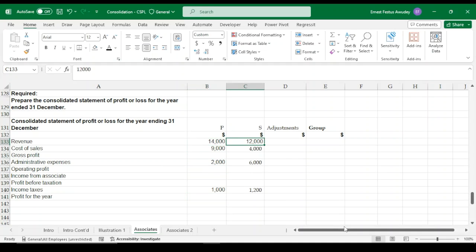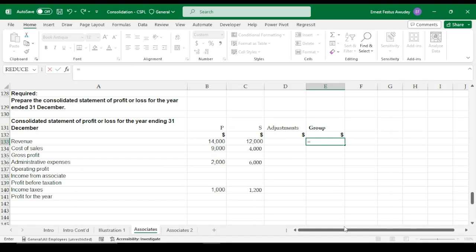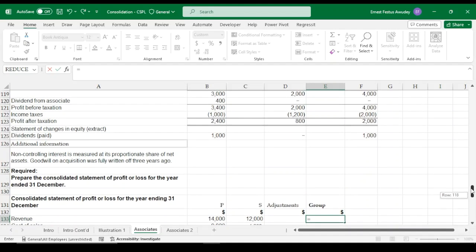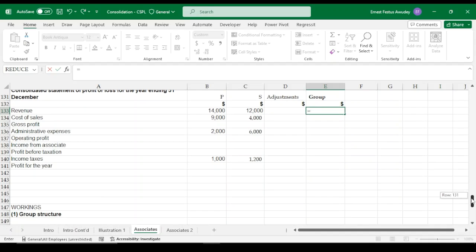So this one too doesn't have any adjustments for our revenue and cost of sales. So quickly we can just go there and add those figures together. We are not going to time apportion the subsidiary's figures because the subsidiary wasn't bought mid-year. So we are going to add the figures just as we have them there. So let me use my Alt equals, and we have 26,000.